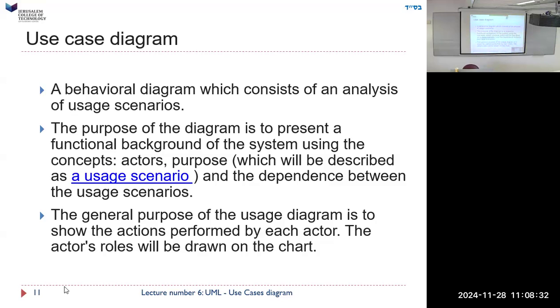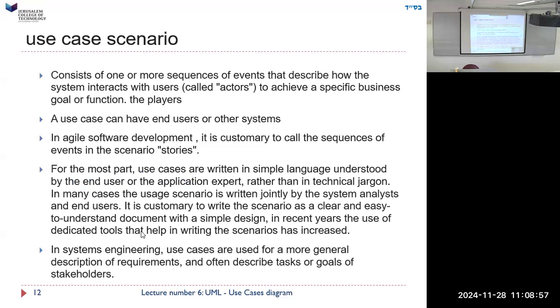usage scenarios. The purpose of the diagram is to present a functional background of the system using the concept of actors' purpose, which will be described in a usage scenario and the dependency between them. All right, so in other words, we're going to show what is the purpose of the system, who is going to use it. Those are called the actors. The general purpose of the usage diagram is to show the actions performed by each actor. The actors' roles will be drawn on the chart.